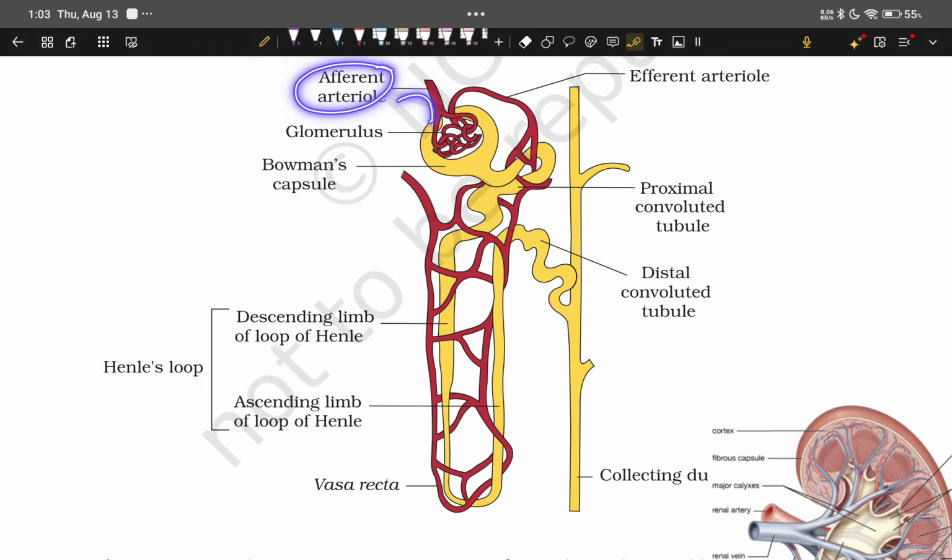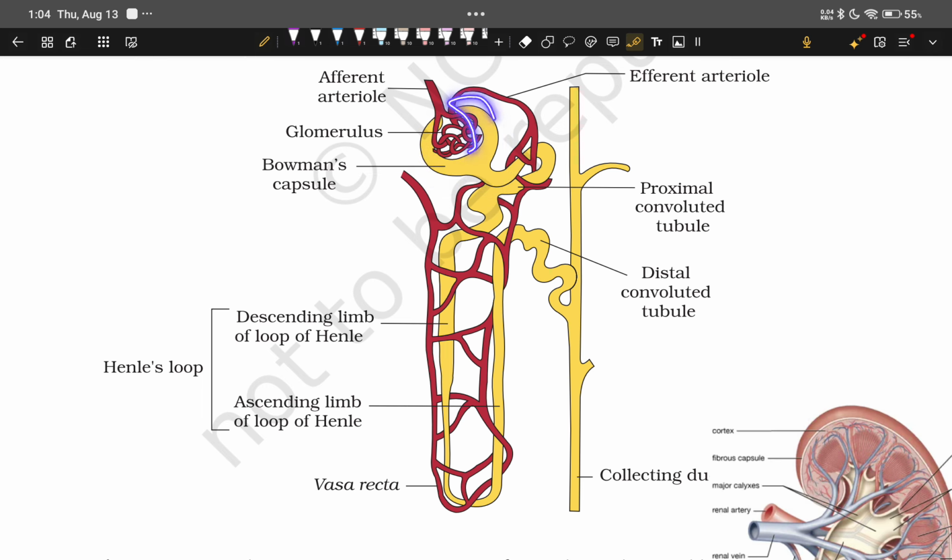So the afferent arteriole enters into this Bowman's capsule and forms a tuft of capillaries called glomerulus, and the efferent arteriole exits from here. That is the first part of the nephron. The second part is the renal tubule, which begins from this cup-shaped Bowman's capsule, which comprises the tuft of capillaries called glomerulus.